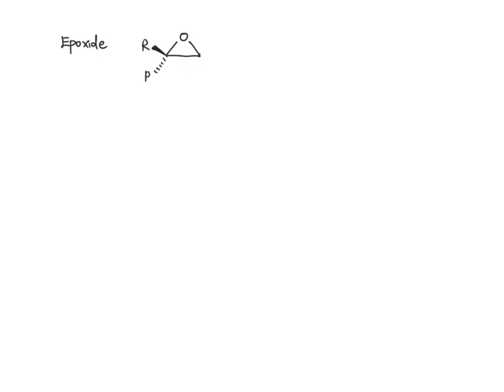And you'll have these R groups. An R group can be hydrogens. It can be alkyl groups. It can be the same alkyl group, or it can be different alkyl groups.